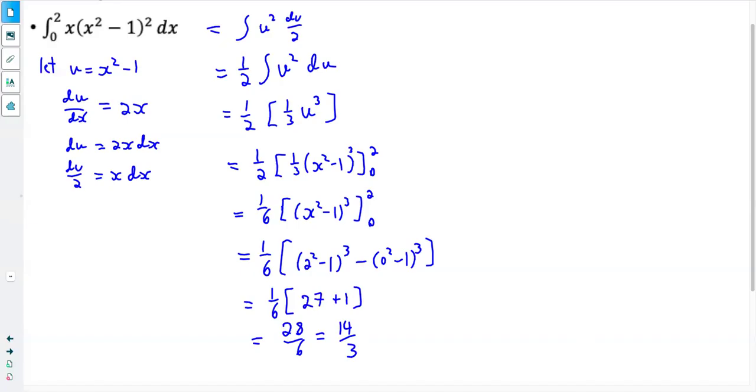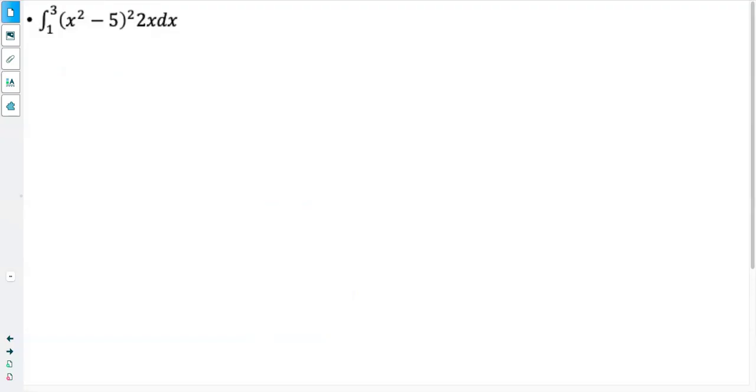Okay, so we'll do another example. We have an integral from 1 to 3 of (x squared minus 5) squared times 2x dx. So we're going to say that u equals x squared minus 5. So du/dx is equal to 2x. Now, if we rearrange this, du equals 2x dx. So essentially, we are going to be replacing x squared minus 5 with u and our 2x dx by du.